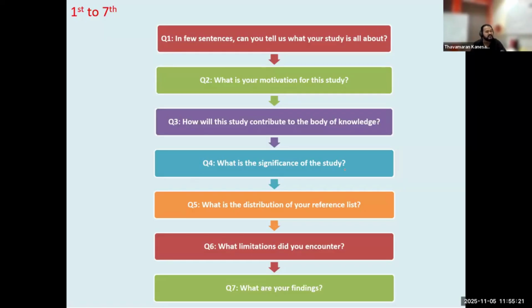Question 4, what is a significant study? So all this is mostly from your chapter 1. Very easy. As long as you know your thesis, all this is very easy. Then comes the next question.